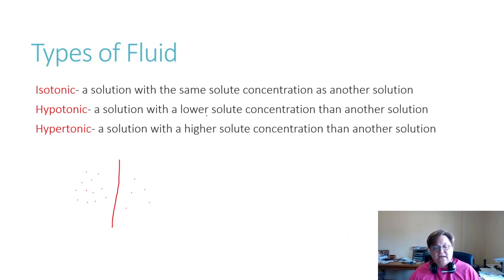In an isotonic solution, there's the exact same number of solute concentration on one side as the other, so there's no fluid movement, it's just the same. If there's a hypotonic solution, then there's a lower concentration on one side than the other, and a hypertonic solution has a higher concentration than another solution. So on this side, this is a lower concentration.